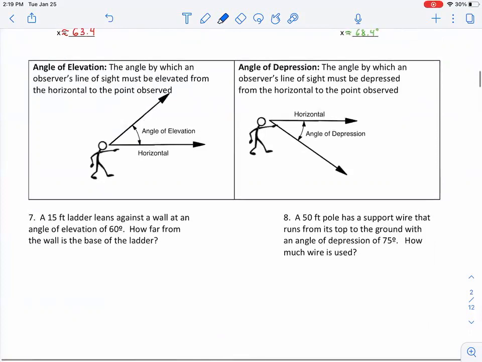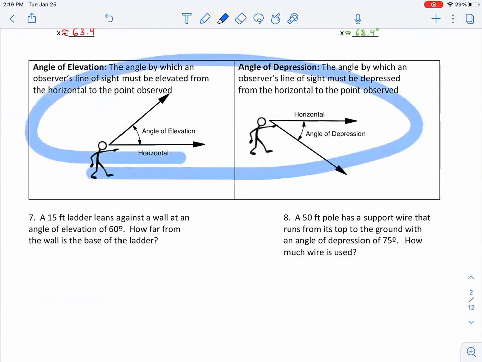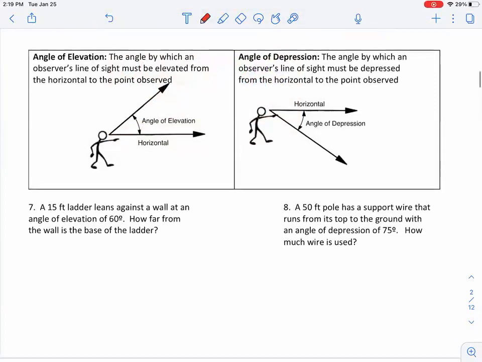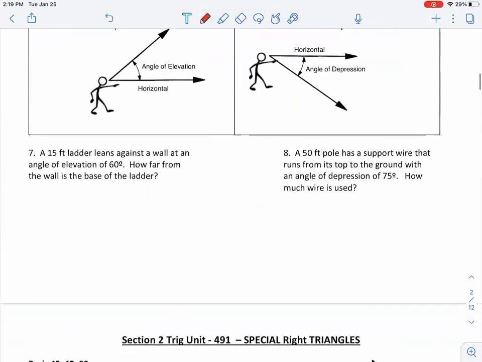All right, so looking at the bottom problems, we have just a couple of definitions here, angle of elevation and angle of depression. I'm not going to harp on those too much, but I want you to look at those definitions, as they will be there if you need them on your homework. But let's take a look at problem number 7. It says a 15-foot ladder leans against a wall at an angle of elevation of 60 degrees.